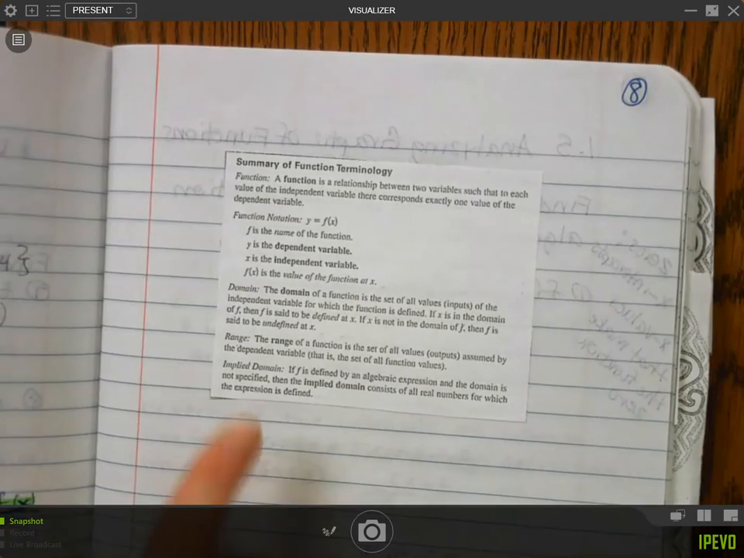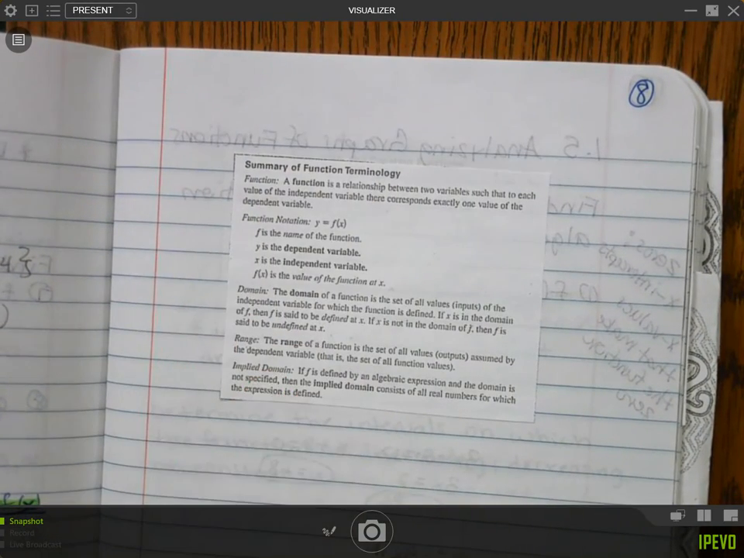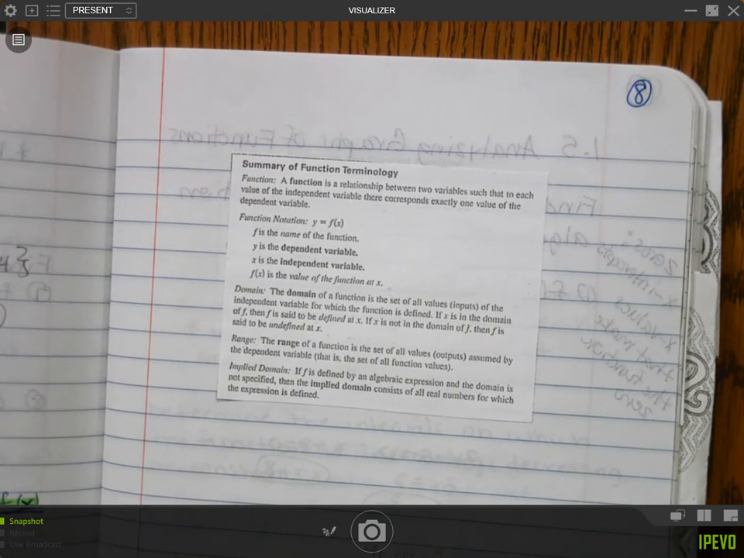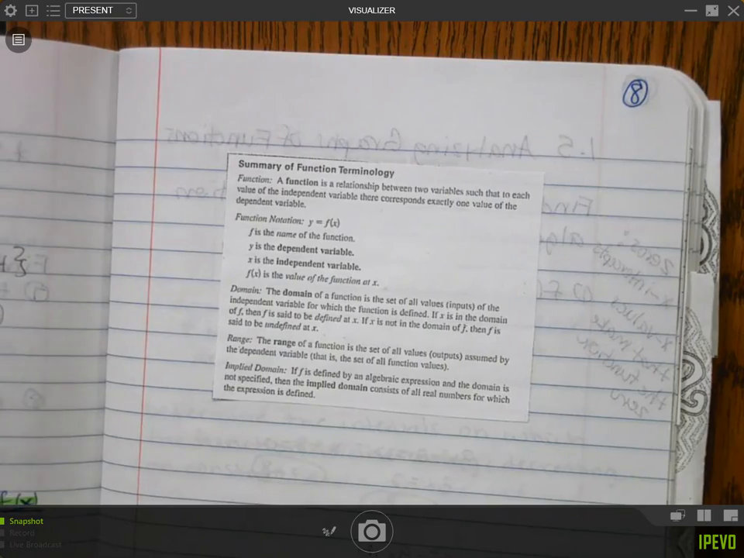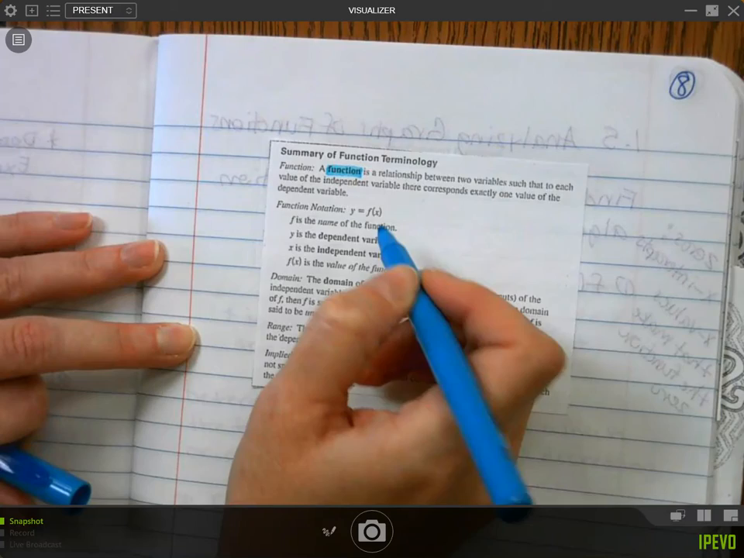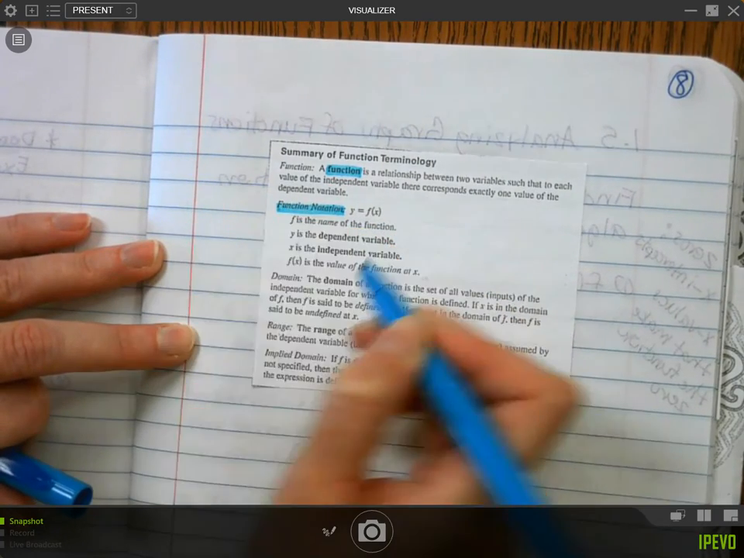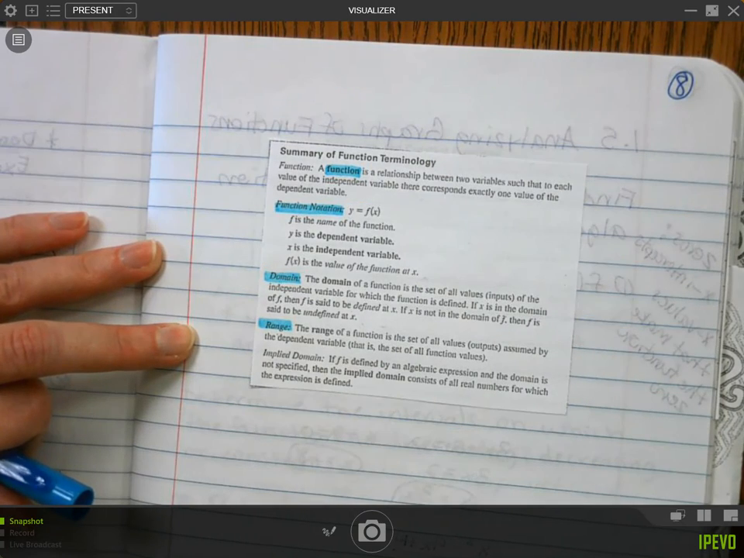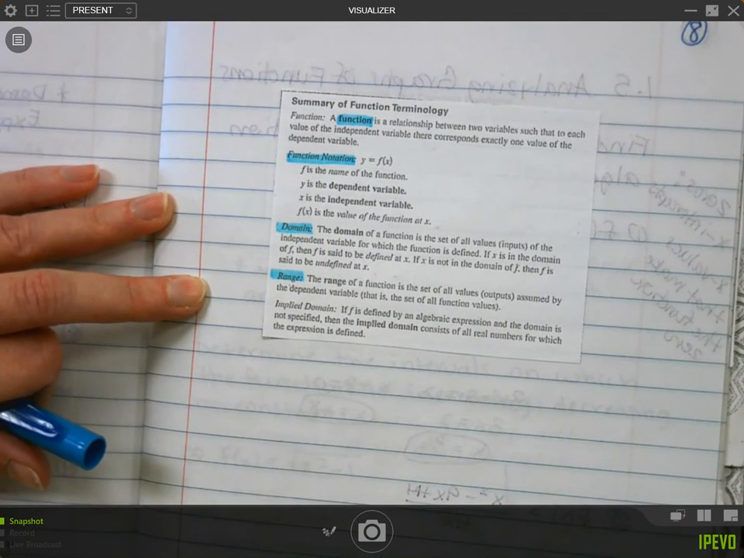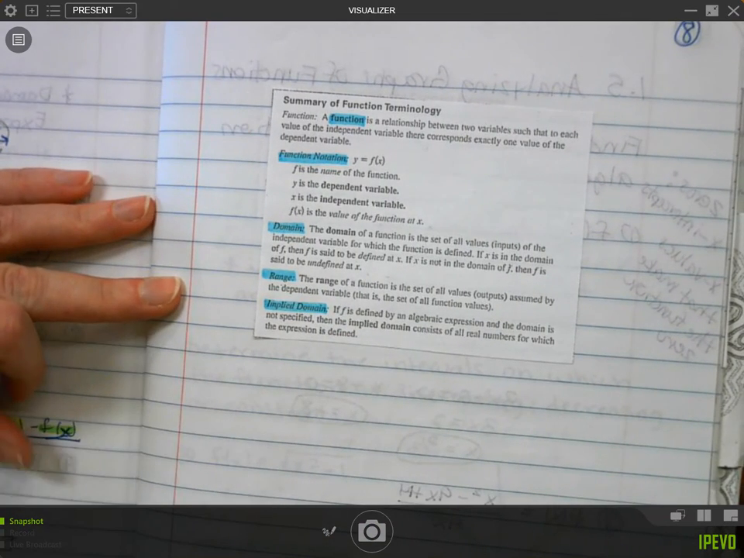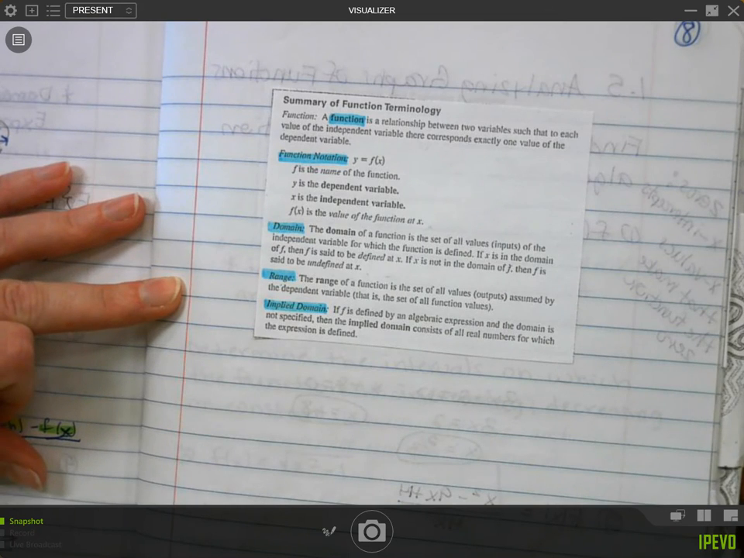Alright, so on Friday, you got this little summary of function terminology. Glue that in, read through it. It's just reminding you what some of the big definitions are. So at this point, we should understand the definition of a function. We should know about function notation. We should understand domain and range. And we should understand that implied domain is if we're not given a context and we don't have domain restrictions, then it's going to be all real numbers.